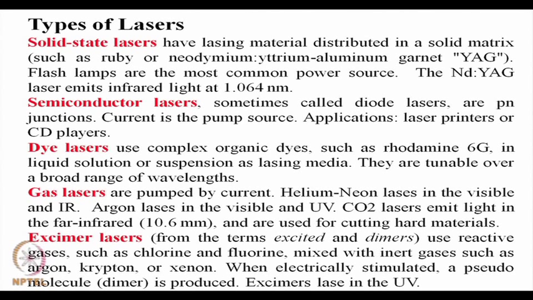Semiconductor lasers, sometimes called diode lasers, have a p-n junction and current is the pump source. They have applications in laser printers and CD players; these are the basic applications. Then dye lasers, where complex organic dyes are used, such as rhodamine B, rhodamine 6G, and many coumarin dyes.